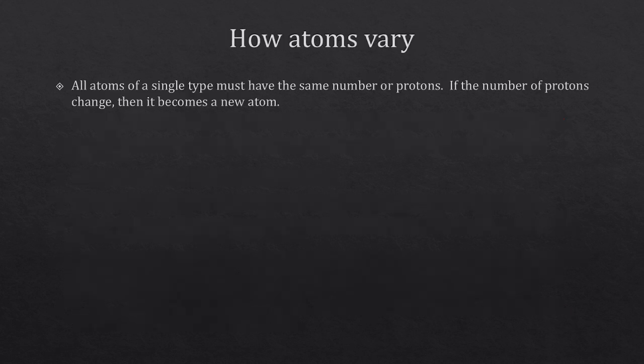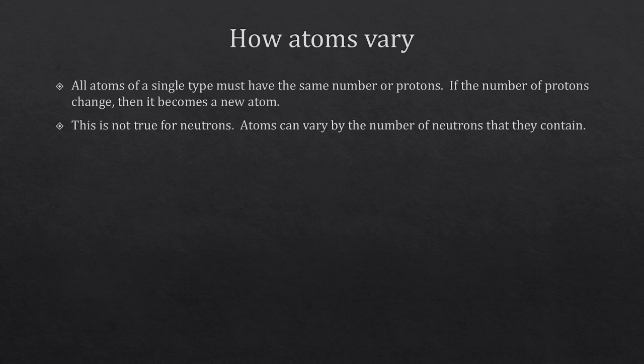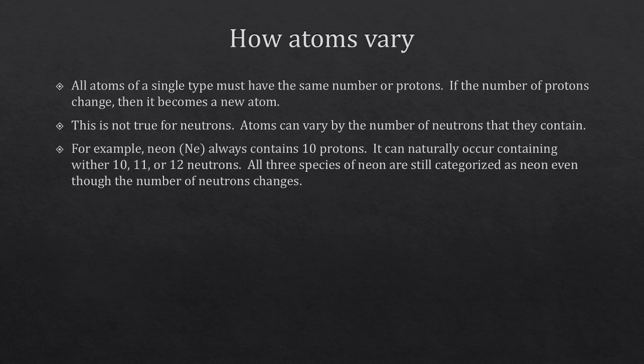So how are atoms going to be different from each other? So we said that all atoms of a single type must have the same number of protons. So again, if we change the number of protons, it becomes a new atom. This is really important to get stuck in your head. This isn't true for neutrons. They can vary. So let's take an example of this.